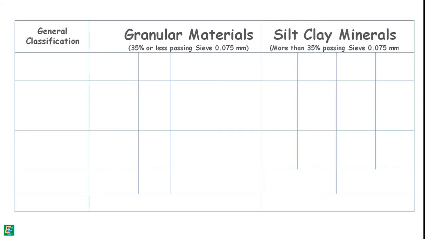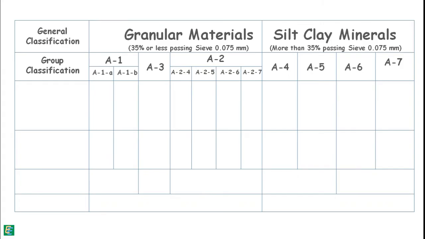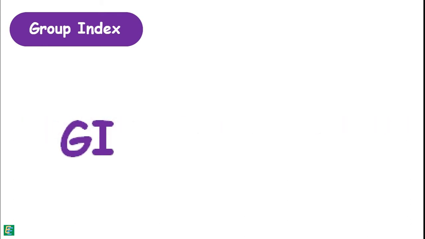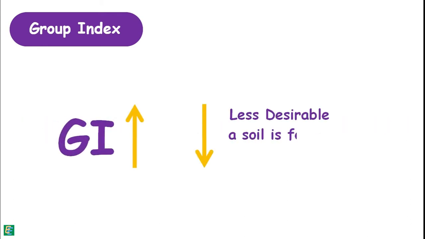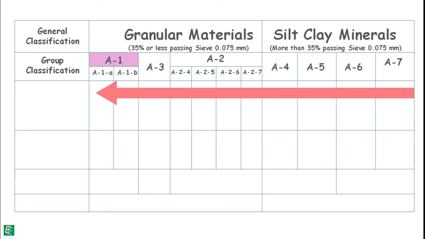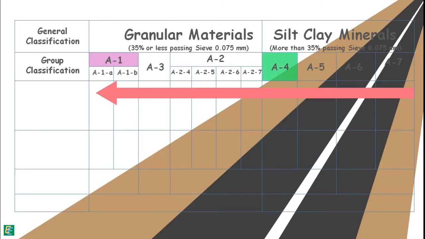In this system, soils are divided into seven types, designated as A1 to A7, based on their relative expected quality for road embankment and subgrades. Some of the groups are divided into subgroups. Soils within each group are evaluated according to the group index calculated from this empirical formula. In general, the greater the GI value, the less desirable is the soil for highway construction within that subgroup. Likewise, a soil with a lower number, say A1, is more suitable for highway material than A4.